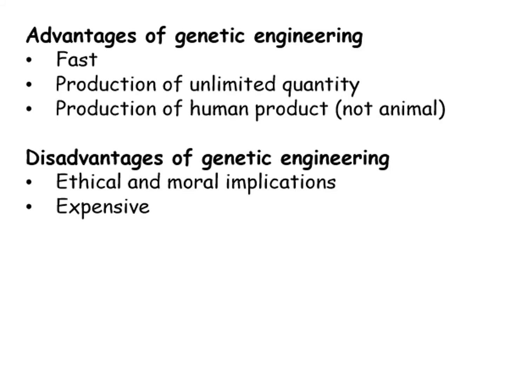So just to summarise, if you were asked about an advantage or disadvantage, here are the examples you could use. Advantages: you could say it's fast, you produce an unlimited quantity of protein, and it's production of human products, not from animals, so it reduces the risk of allergies. The disadvantages are its ethical and moral implications. It is expensive, but you could also say, again, do you remember the bacteria cells? That there was a limit to what proteins they could produce. They can't produce complex proteins.